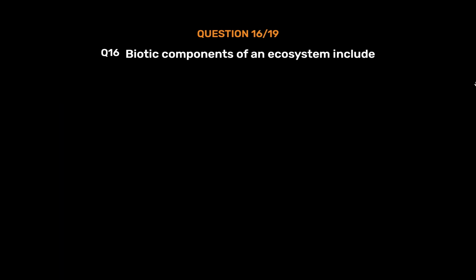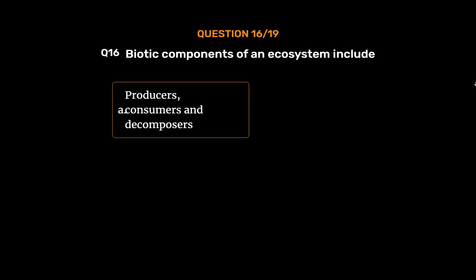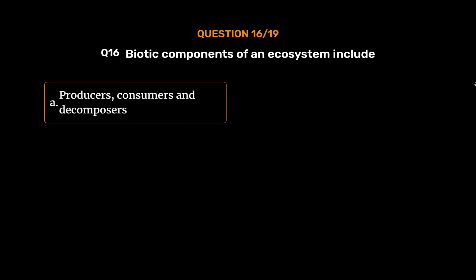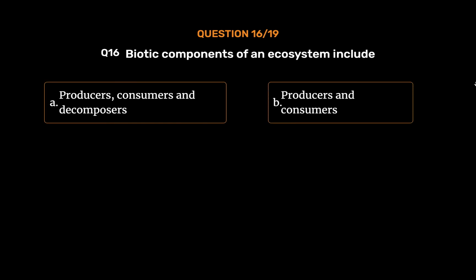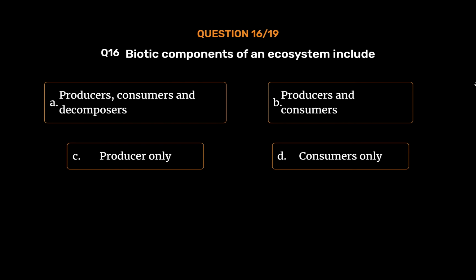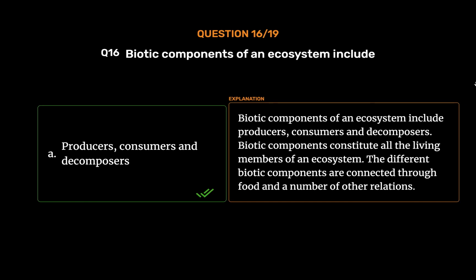Question number 16. Biotic components of an ecosystem include Option A. Producers, consumers and decomposers. Option B. Producers and consumers. Option C. Producer only. Option D. Consumers only. The correct answer is Option A. Producers, consumers and decomposers. Biotic components of an ecosystem include producers, consumers and decomposers. Biotic components constitute all the living members of an ecosystem. The different biotic components are connected through food and a number of other relations.